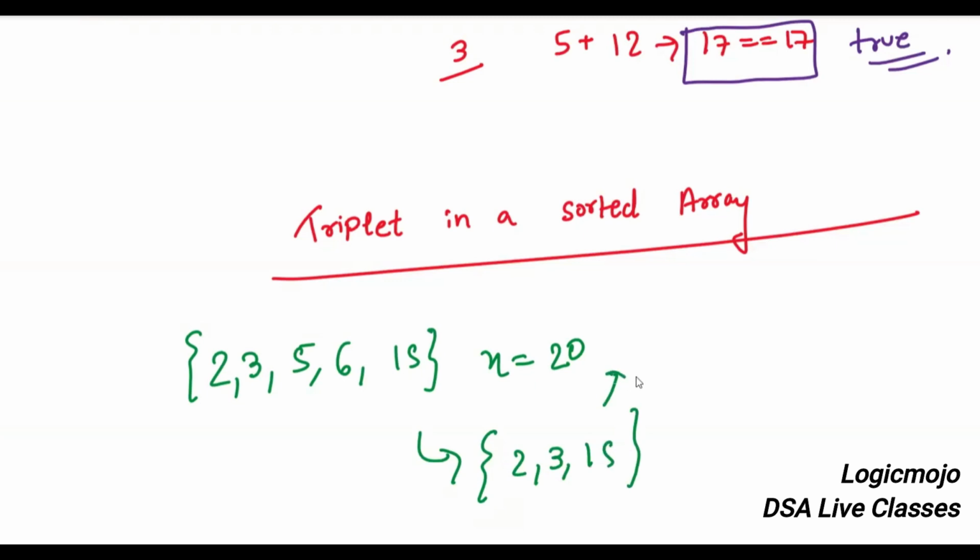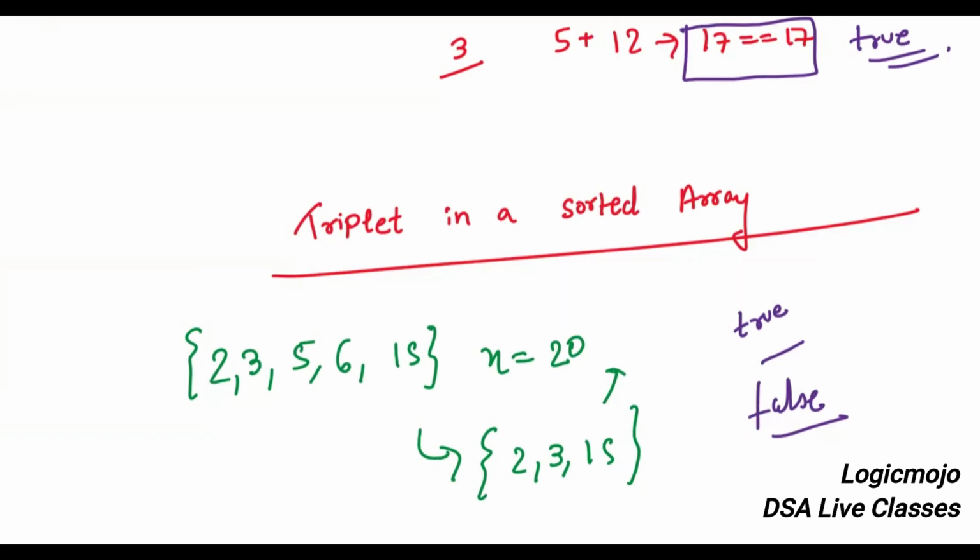Okay, this is a triplet whose sum is equal to 20. Now again, in this question, what we are looking to do is return a true or false. Again, we are not looking for any index or anything. You just have to return true or false. If a triplet exists, return true. If a triplet doesn't exist, then return false. Yeah, so this is the question.